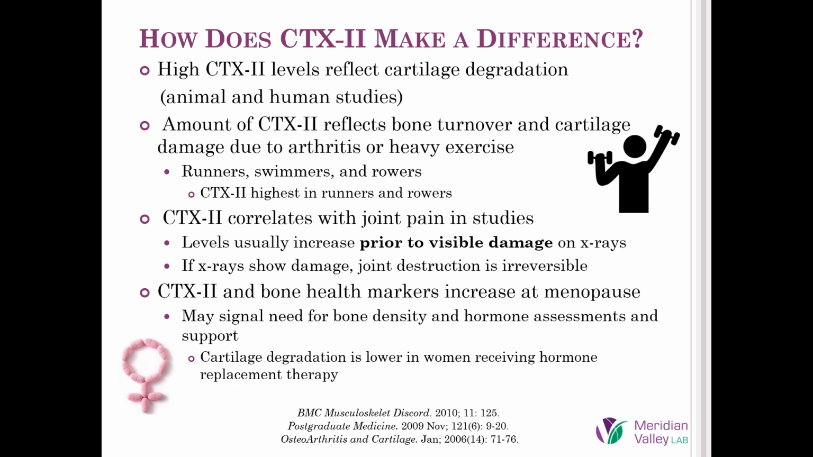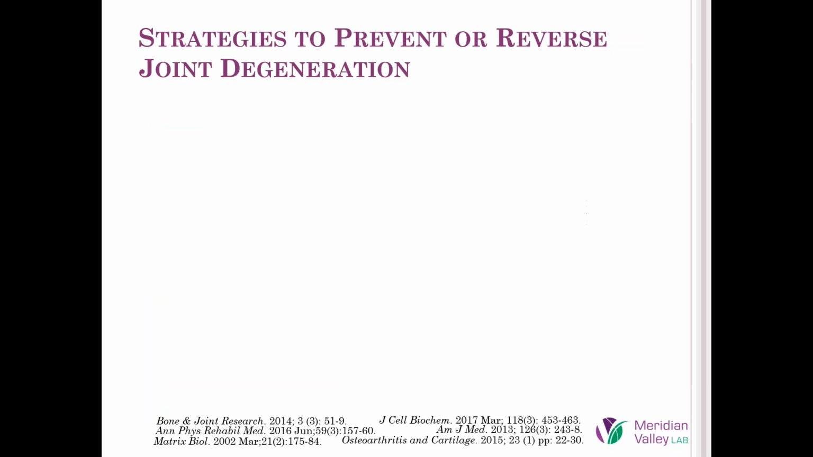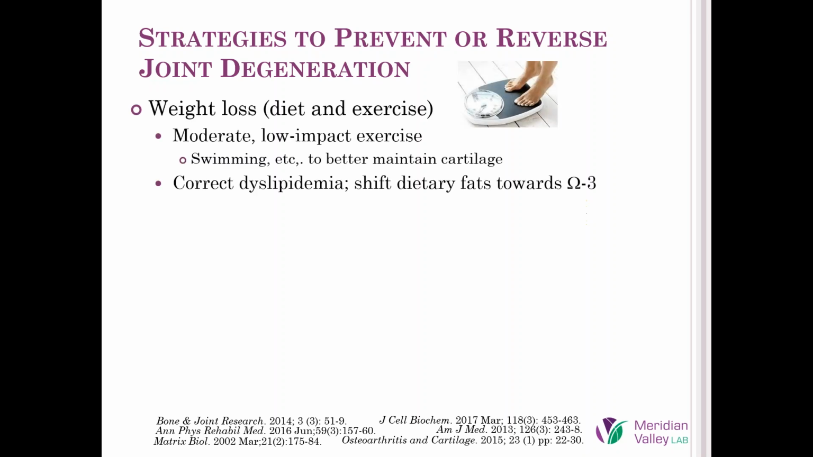We also know through studies that cartilage degradation, that cartilage destruction, is lower and slower in women receiving hormone replacement therapy. And we want to be able to stop this process while we have cartilage to work with to preserve those joints, and we have strategies that can help us do that. The first and most important one, especially for an obese or an overweight patient, is weight loss, and that does involve both diet and exercise.